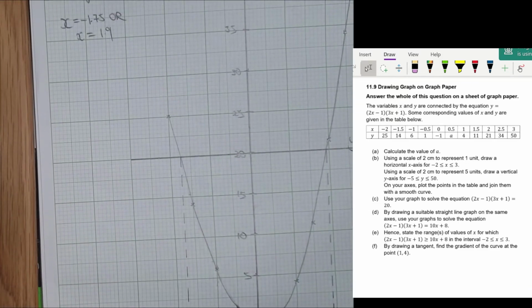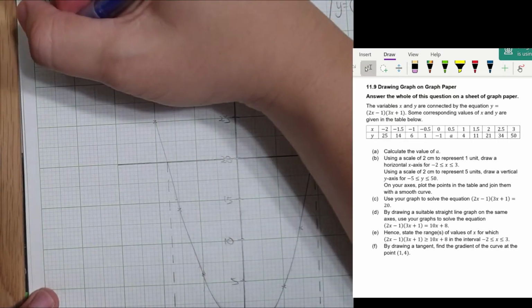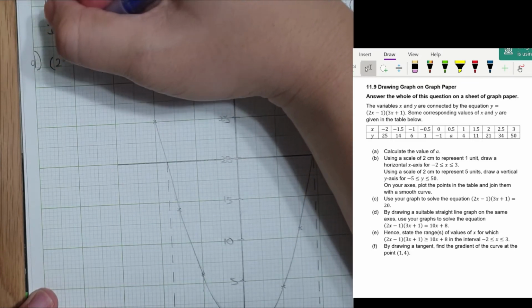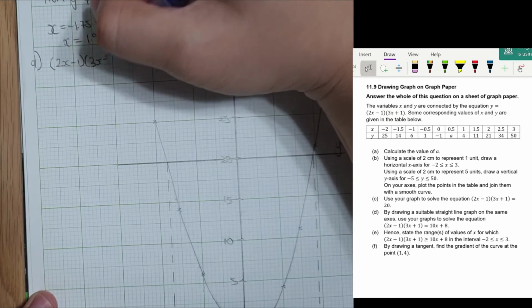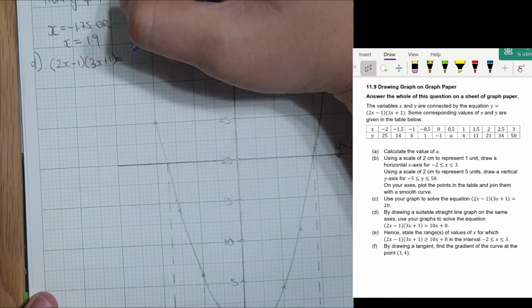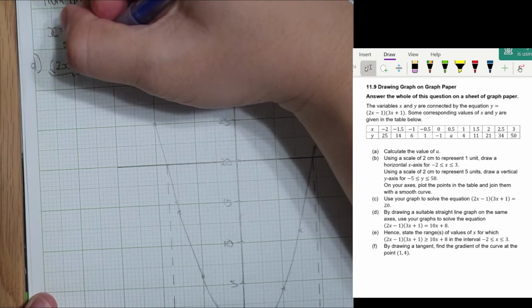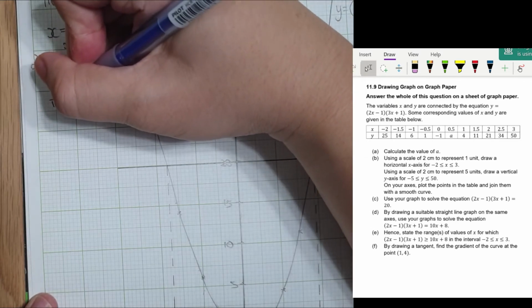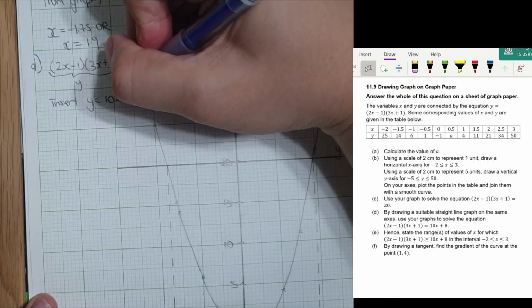Next, by using a suitable straight line. This type of question you must know how to do. This is still okay because the left side of the equation is already equals to y. So I need to insert y equals to 10x plus 8.